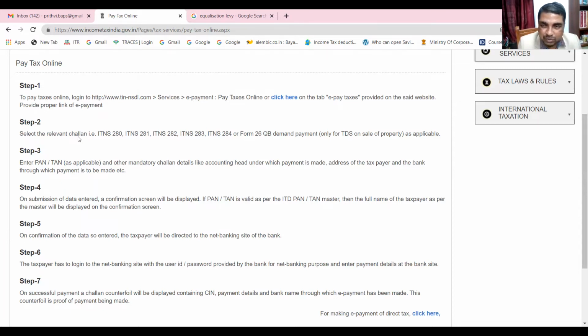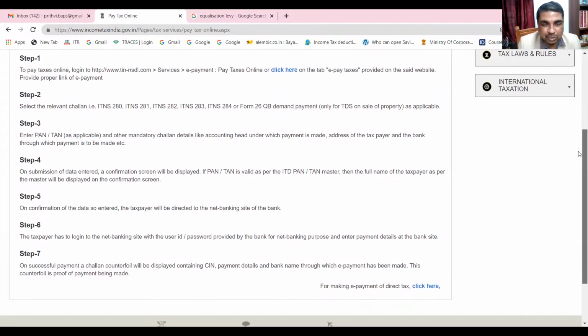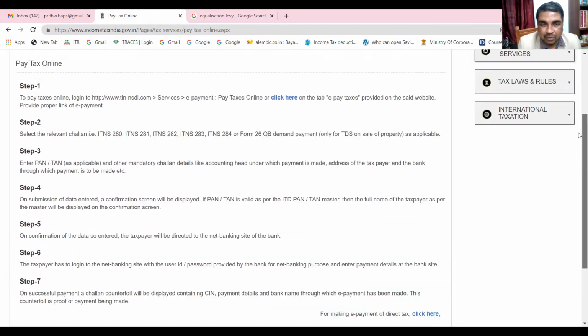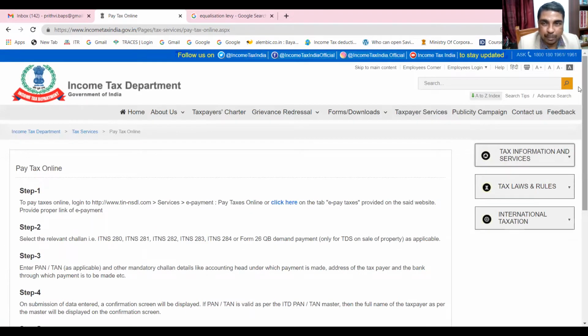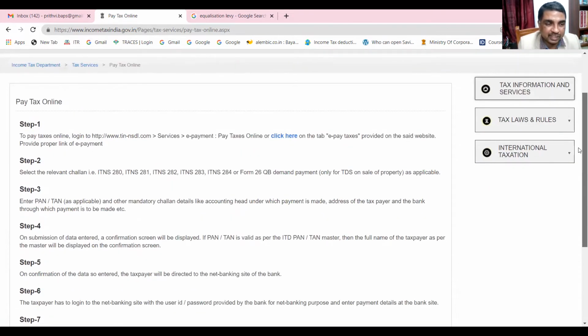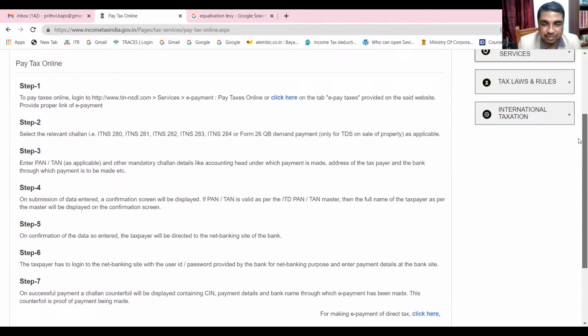So like this, various steps are mentioned here. You can follow these steps and you can pay your tax. You may visit this website, go to this link, pay tax online. Please read these steps. Will you be reading this thing?